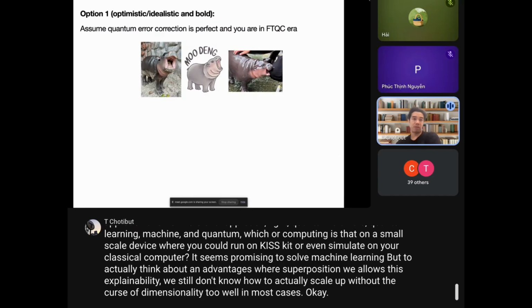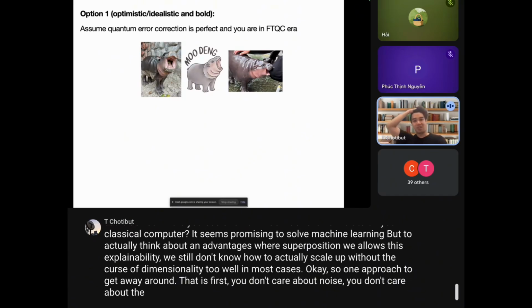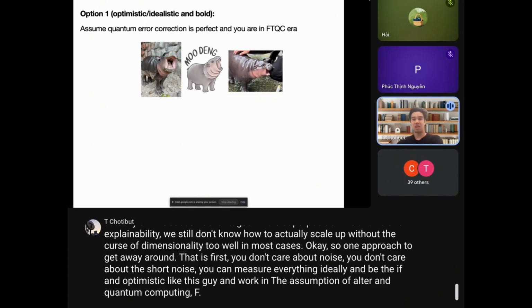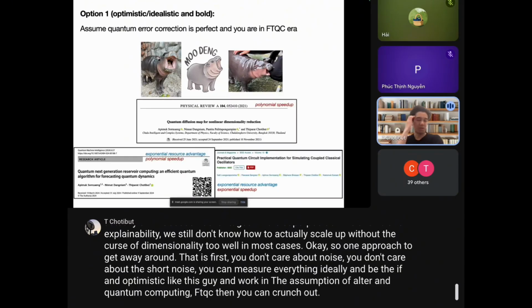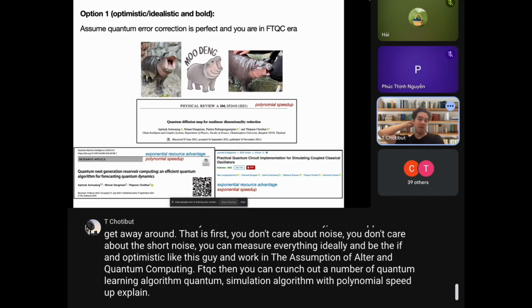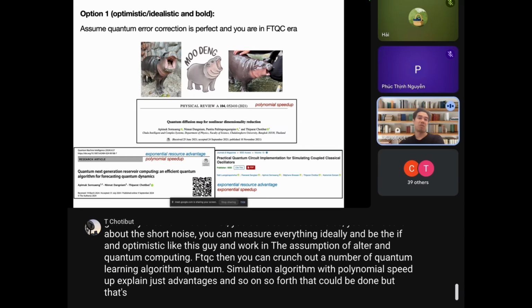Okay, so one approach to get around that is, first, you don't care about noise, you don't care about short noise, you can make everything ideal and be naive and optimistic like this guy and work under the assumption of fault-tolerant quantum computing at TQC. Then you can crunch out a number of quantum machine learning algorithms or quantum simulation algorithms with polynomial speedup, exponential advantages, and so on and so forth. That could be done, but that's too optimistic.